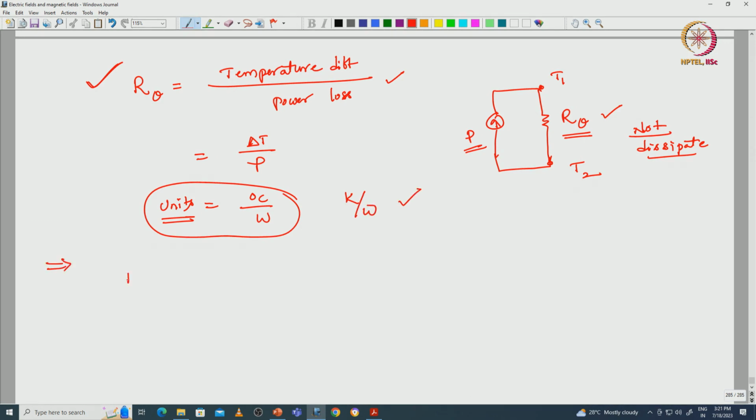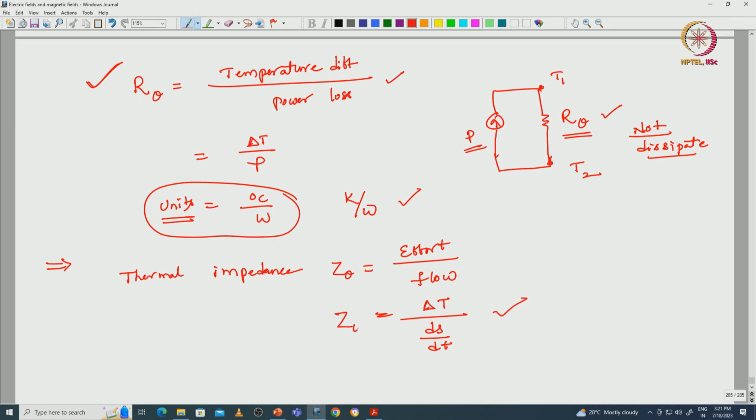The actual thermal impedance with respect to the energy conservation principles, that is Z theta, is equal to effort variable divided by flow variable. Effort variable is nothing but change in temperature, that is delta T, and flow variable is nothing but rate of change of entropy, that is dS by dt. This is nothing but the actual thermal impedance, that is equal to delta T divided by d by dt of Q by T.